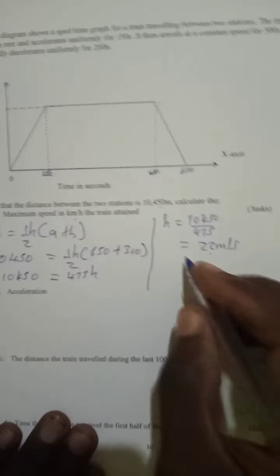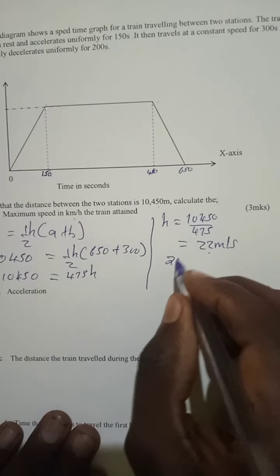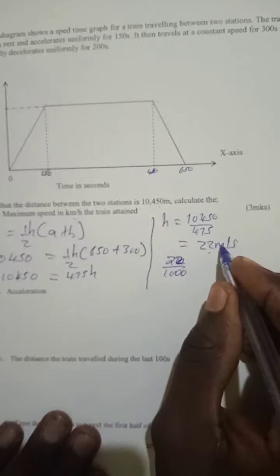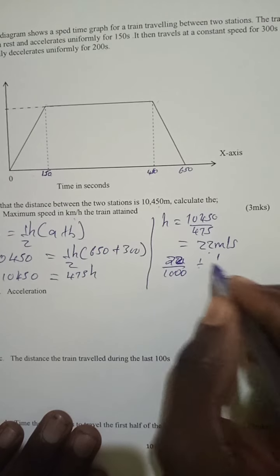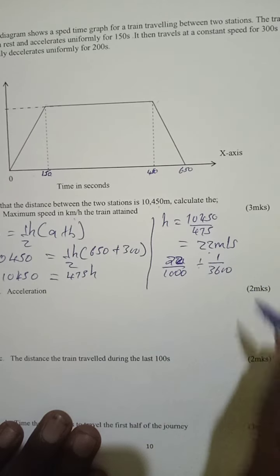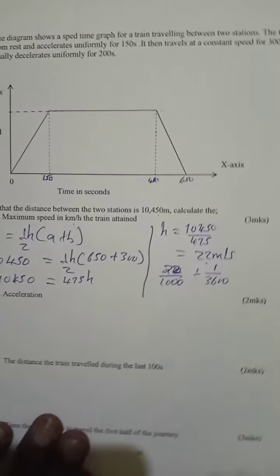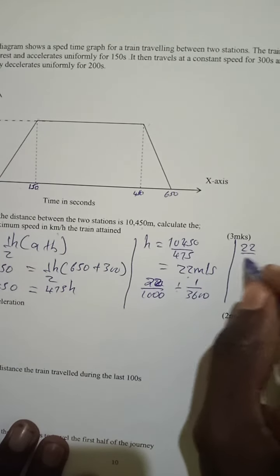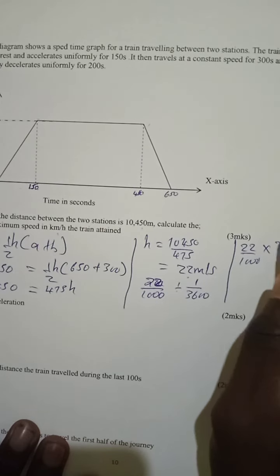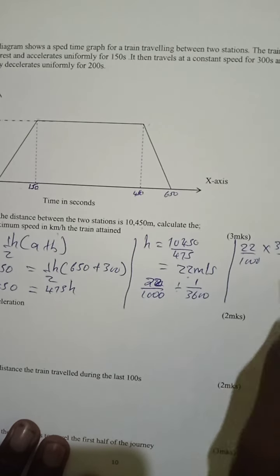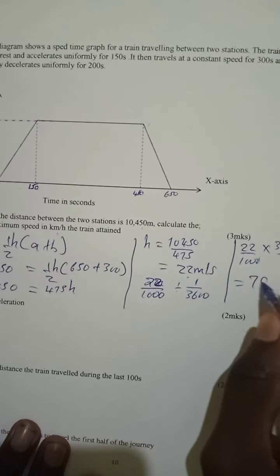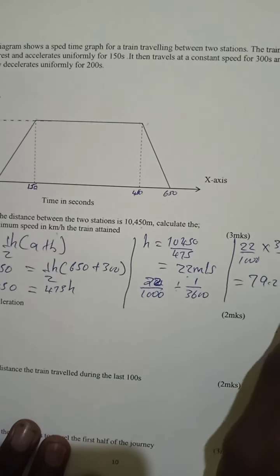So how do you convert? We have 22 divided by 1000, to change from meters to kilometers, then divided by 1 second, multiplied by 3600, to change from seconds to hours. That means in kilometers per hour you are left with 22/1000 times 3600/1, and that gives us a speed of 79.2 kilometers per hour.